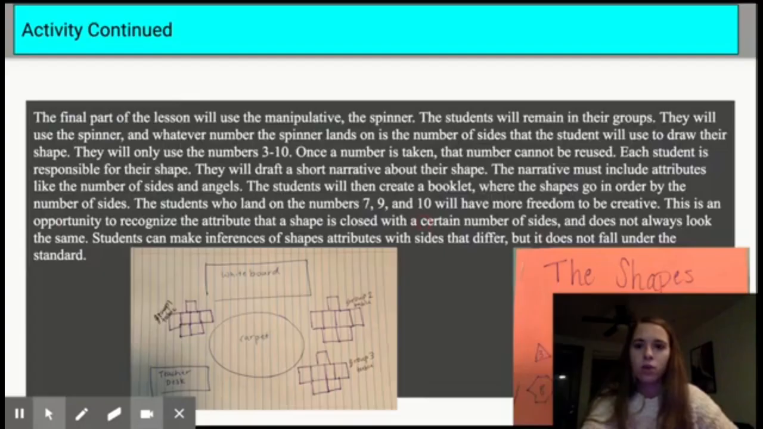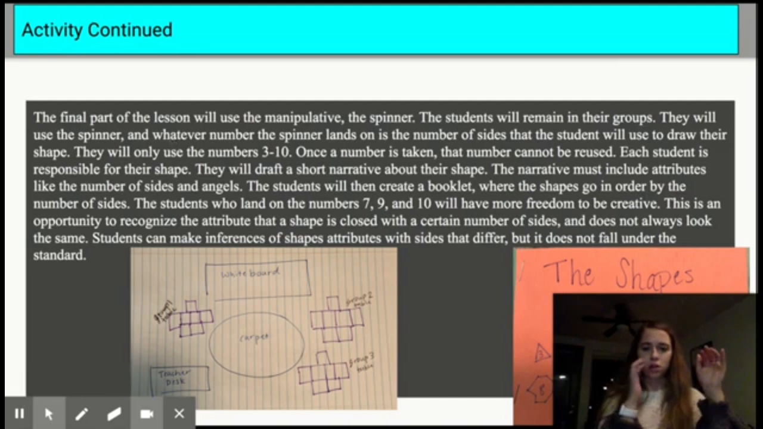And then we're going to look at the third and final part of the activity, where we will also use the spinner. So we'll use this spinner, and they will remain in their groups, but we'll only use the spinner 3 through 10, those numbers. And once a number is taken, that number cannot be reused. So each student is responsible for their shape.